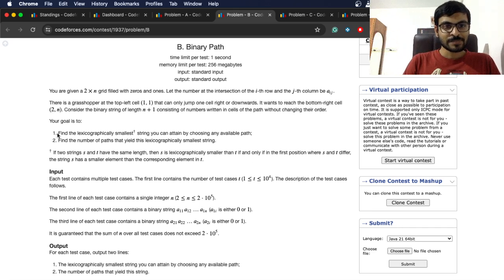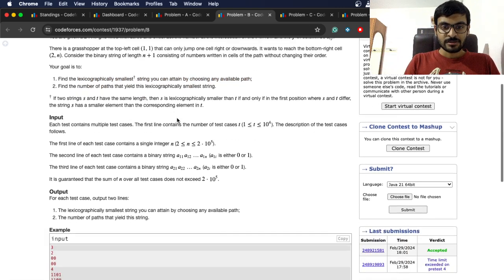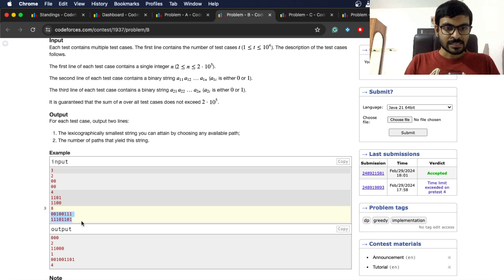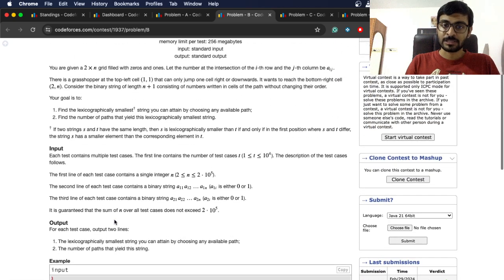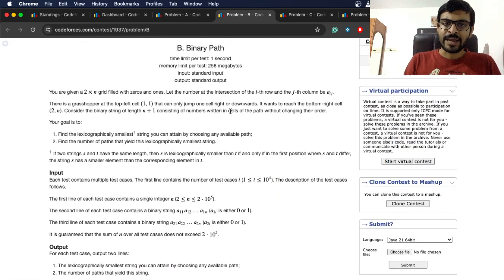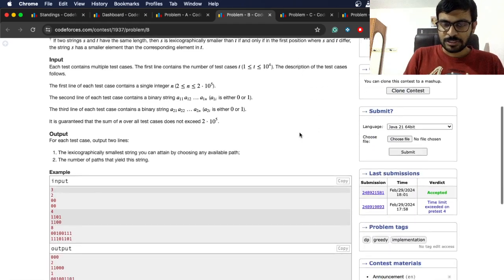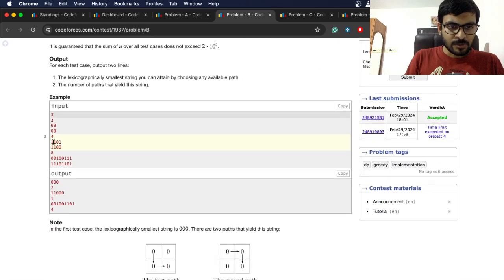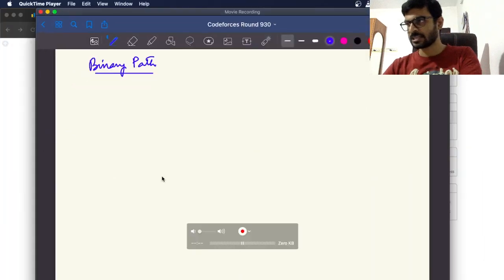So what has been asked is find the lexicographically smallest string. In what sense? Each cell has either 0 or 1. So basically you can see this as one such 2 cross n grid. You have 0 or 1, and now you need to go in some way such that you get the lexicographically smallest string, and you need to say how many ways you can obtain such a lexicographically smallest string. Now you can move only right and downwards. This is important. You can't move upwards. You can move only right or downwards. So let us take this example 1101 1100 to understand the question.